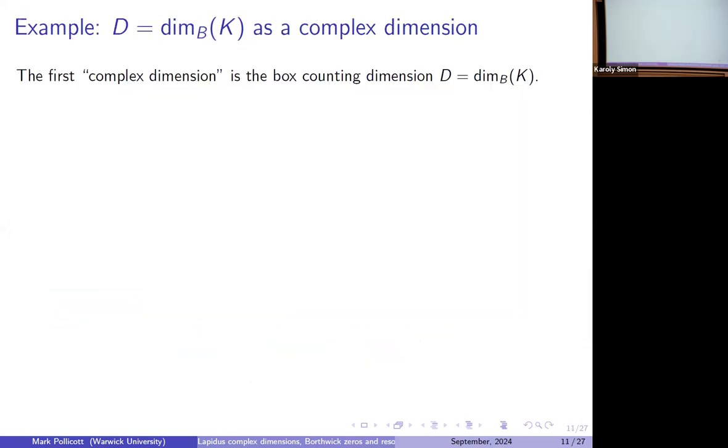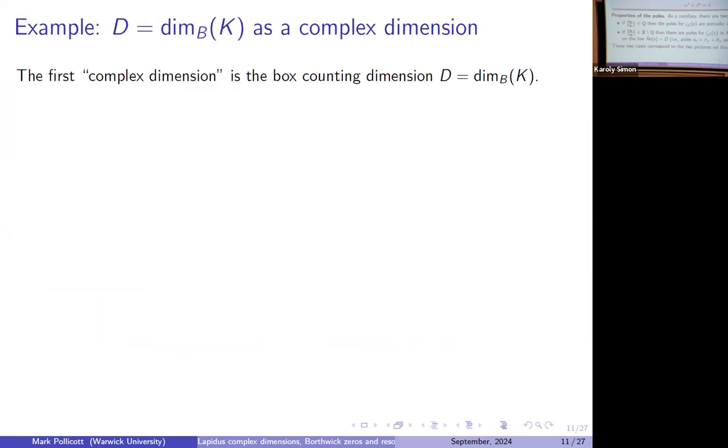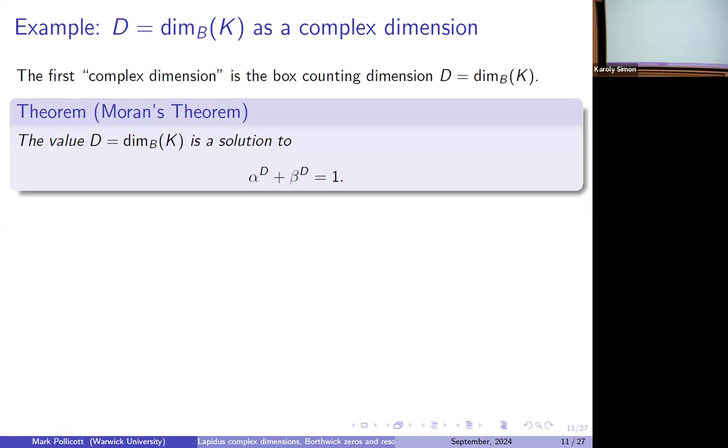Okay. So of course, if we look at this formula again and look for a real solution to this, that is a solution for a pole on the real axis, then it would be this value I called D before, which of course is just the box dimension, or if you like, it's also the same as the Hausdorff dimension for these simple examples. And so that motivates the definition of these other guys being called complex dimensions. So one of them is actually a genuine, well-known dimension. The others, who knows, but they are certainly poles for this complex function.